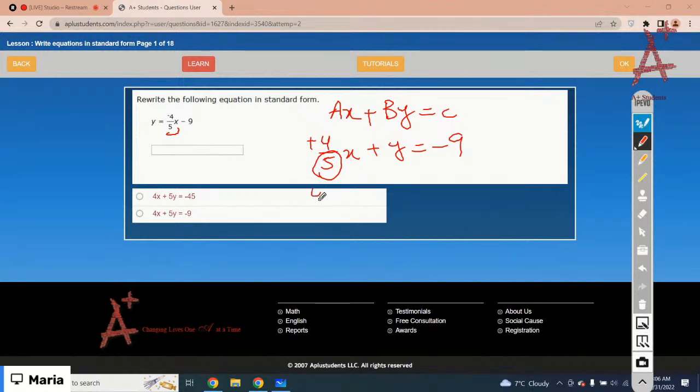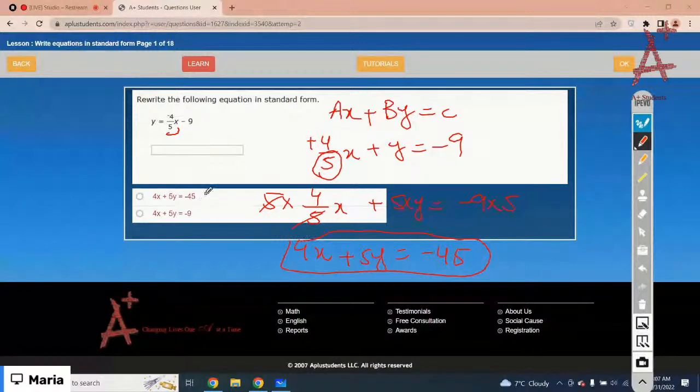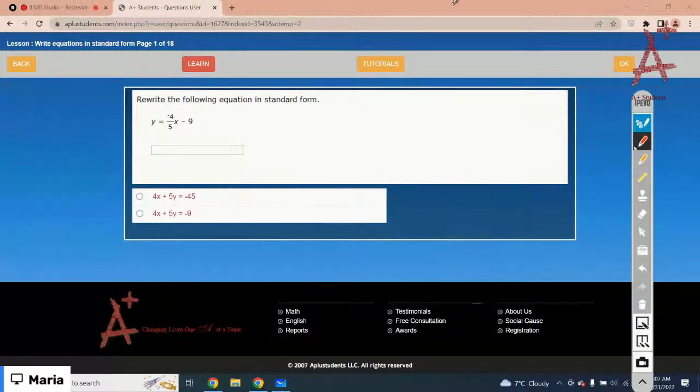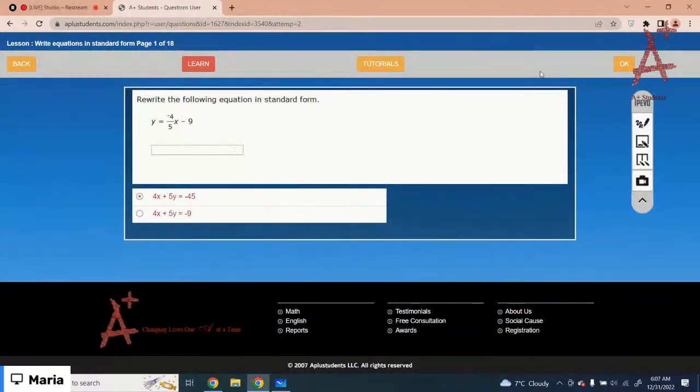Got it? It would be then 4 by 5x times 5 plus 5 times y equals negative 9 times 5. Multiplying 5 means with all the terms. Got it? 5 and 5 cancel out. You are left with 4x plus 5y, and 9 times 5 is negative 45. Got it? That means the correct option is 4x plus 5y equals negative 45. So option number 1 is the correct option. Got it? So just select the correct option and click on the OK button.